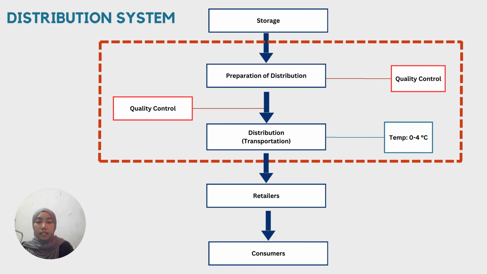In this section, we will discuss the distribution system from preparation of distribution until the consumers. The first step is the preparation of distribution. This involves the nasi lemak packaging being placed in trays, then stacked on pallets. Before the products are distributed, a thorough quality control check is conducted. This includes verifying that the amount of nasi lemak products tallies with the orders, and each package is inspected for any sign of leakage or oiliness to ensure the packaging's integrity.